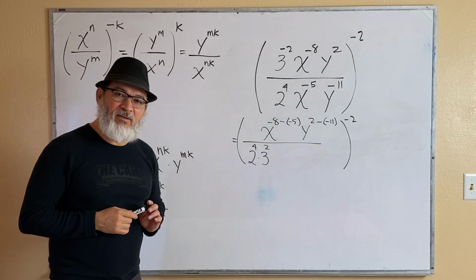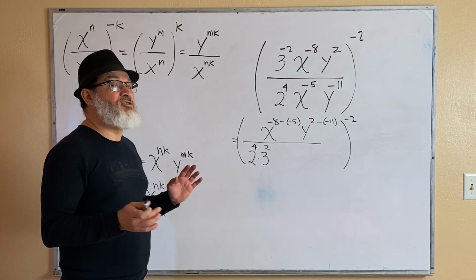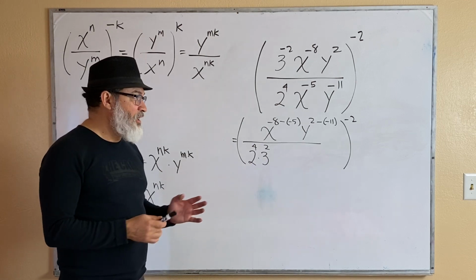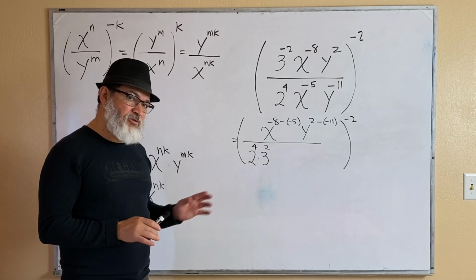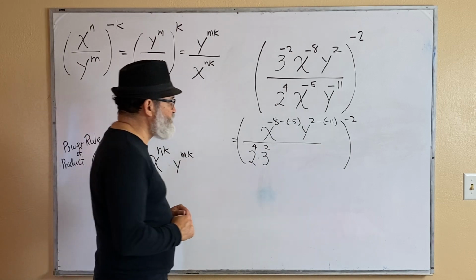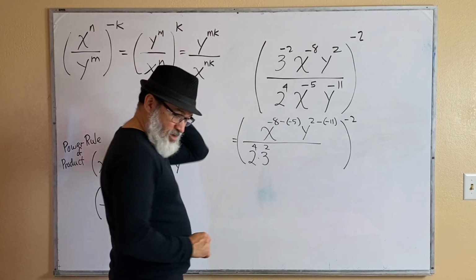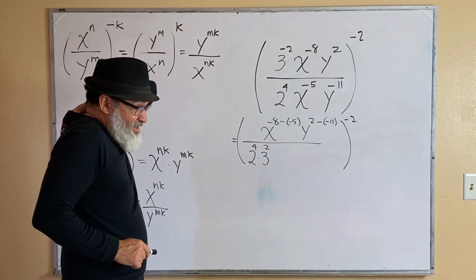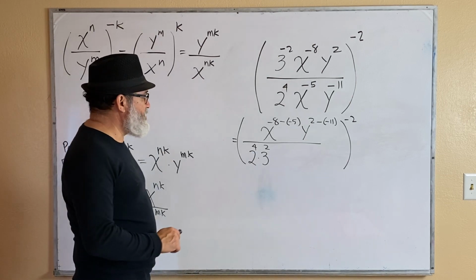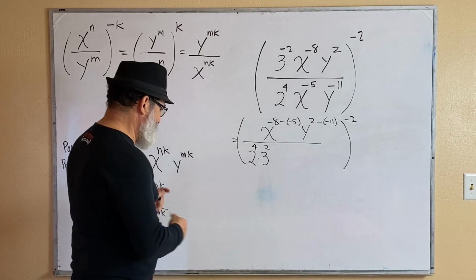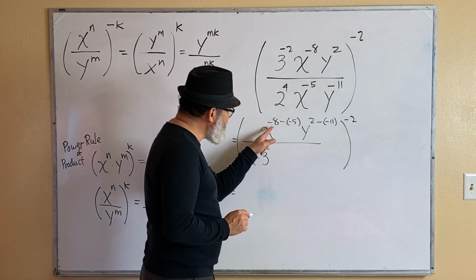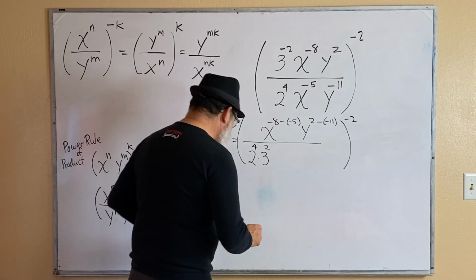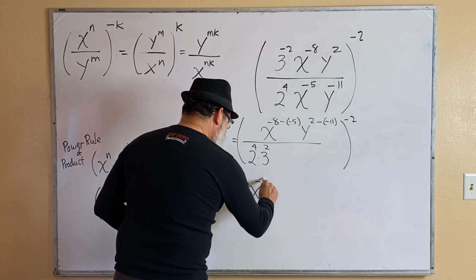Listen, what am I doing? I'm trying to simplify the house. I'm trying to clean the house. Before I raise the roof, clean the house. Okay? All right. I forgot to do this, but now this becomes what? x to the negative 8 plus 5, x to the negative 3.